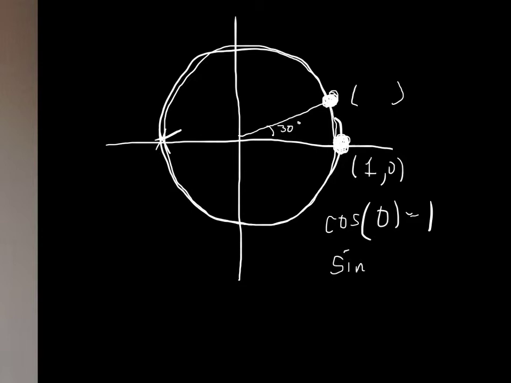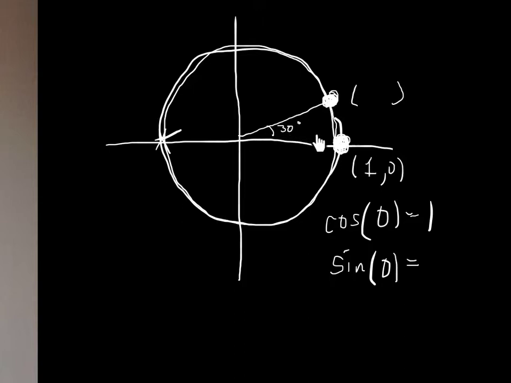What's sine of 0? 0? Why do you say that? Wait, sine of 0? 1. Sine of 0 is 1? No, it's something. Wait, what? I'm confused.